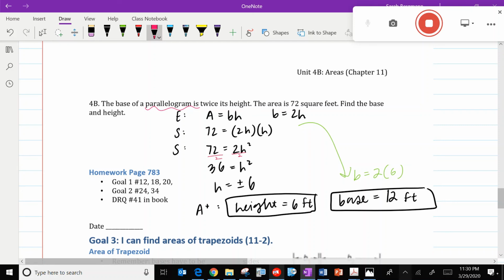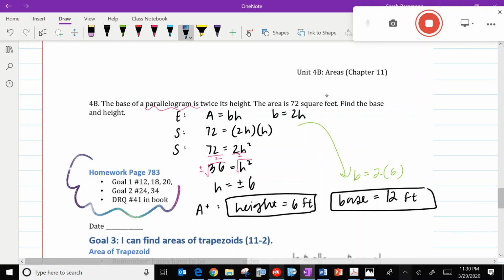That gives me 36. Now to get h by itself, I need to take the square root of both sides, and when I square root both sides, I do positive or negative. So I get height is equal to positive or negative 6. However, I know it cannot be the negative answer for the side of a parallelogram. So my answer plus units, the height is equal to 6 feet. Therefore, my base would have to be 2 times 6, so my base is equal to 12 feet.